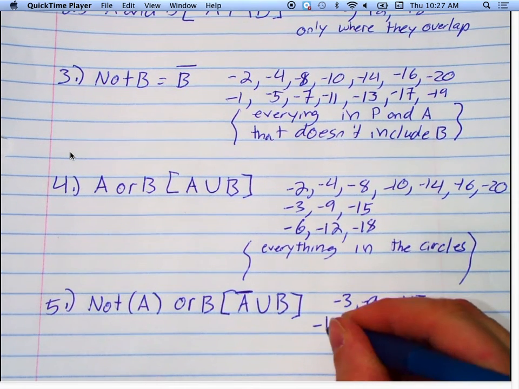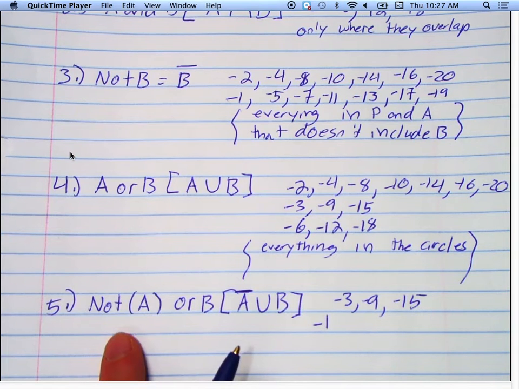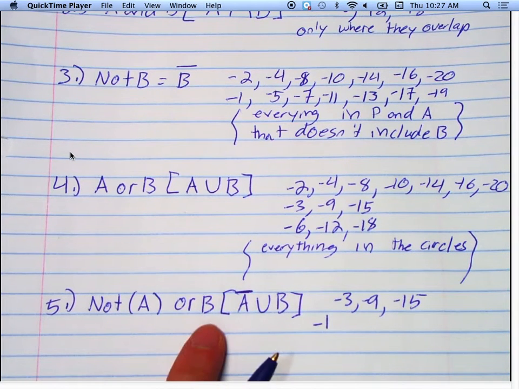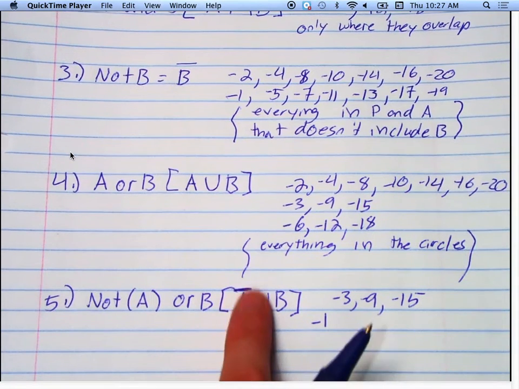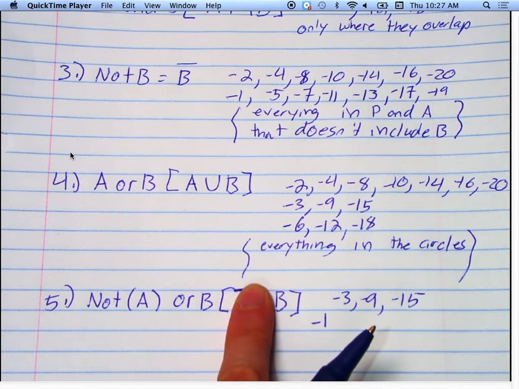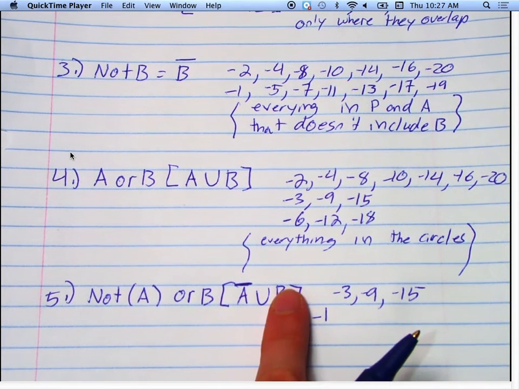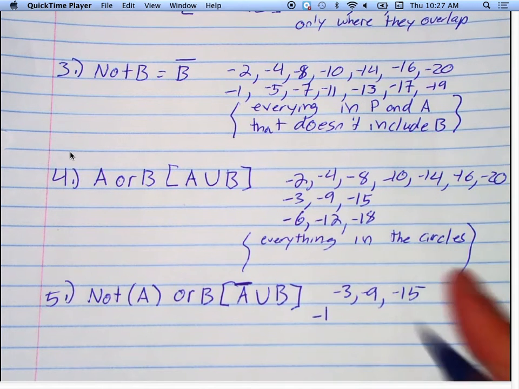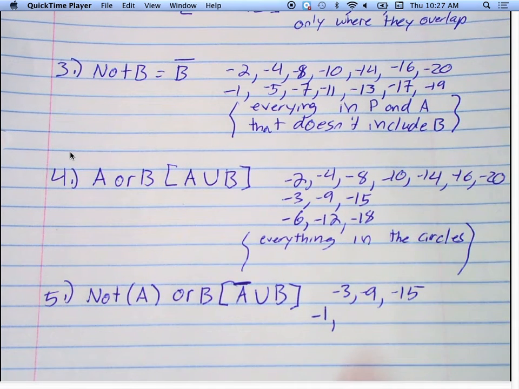Wait, how can it be -3 if it says not A or B? It doesn't say not A or B. It says not A, but could be B. Not A or B. What? See, it doesn't make any sense. Not A? Or B. But there's not a not over the B. It could be B. That's so stupid. I know, I told you it was going to get weird.